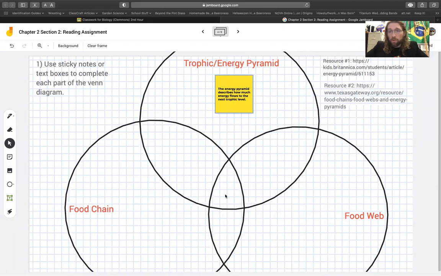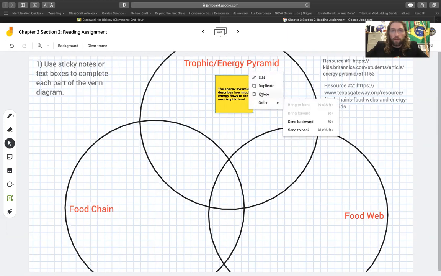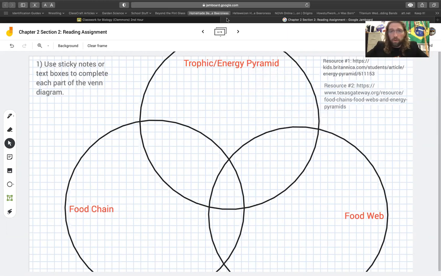Well, it describes who eats who. This describes who eats who, this describes who eats who, and this describes who eats who in the ecosystem. So you would have a sticky note here saying something like that. So that should give you a fairly good example to get you started.